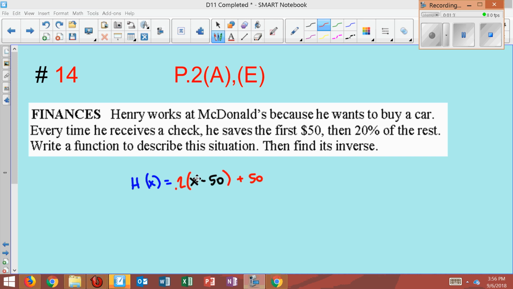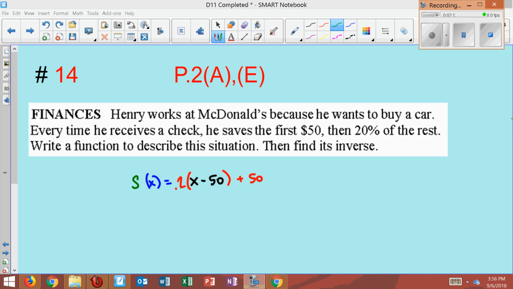So if you take your starting amount, however much he gets paid, you take away 50 from that. That gives you the initial 50 that you save. That gives you what's left over. You multiply that by 0.2 to figure out how much you save from there. There's your equation. So that's your saving equation. That's what you save. Now let's find the inverse. So this would be how much you earned. Let's say this is saved, because this is a function where we get total off the check, or what you earned.